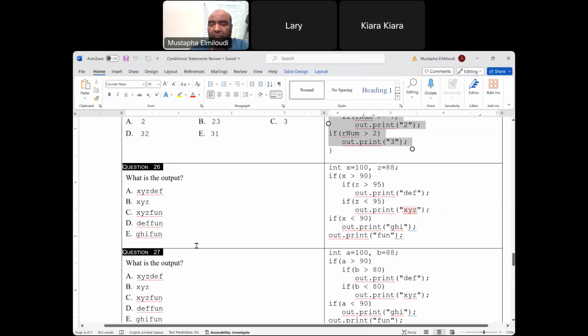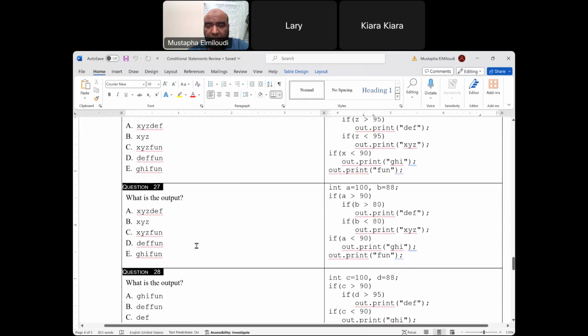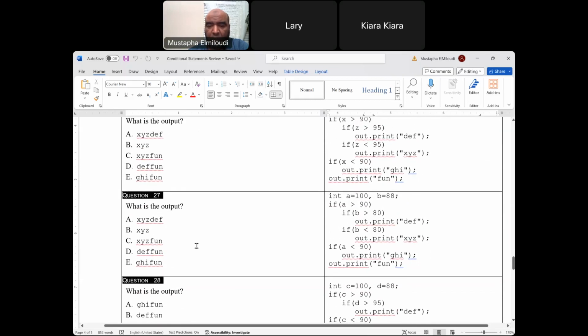Okay? Now 27, we're going to end with 27 because the rest is the same. So what do you think? The first one, we have two ifs right after the other. So this is the same as and. Is A higher than 90? Yes. Is B higher than 80? Yes. So DEF definitely will be printed.